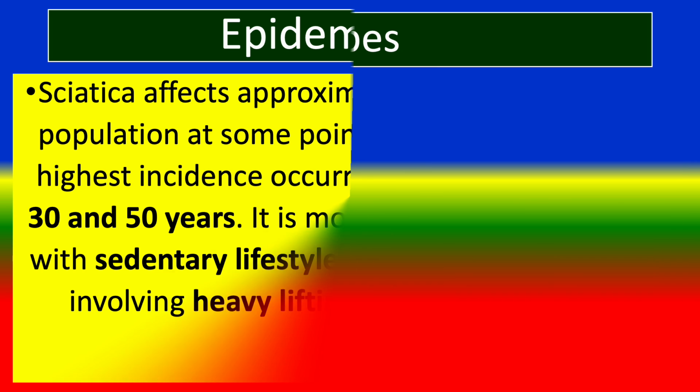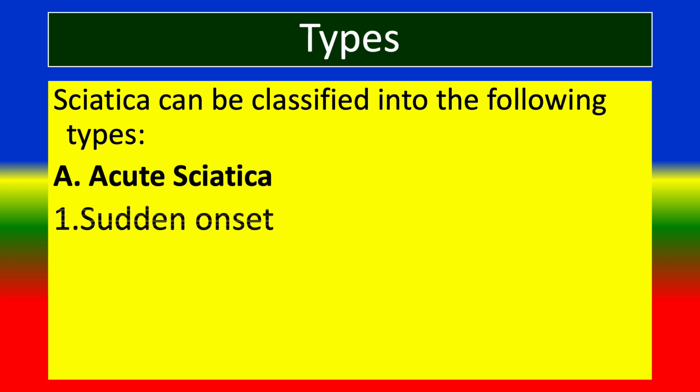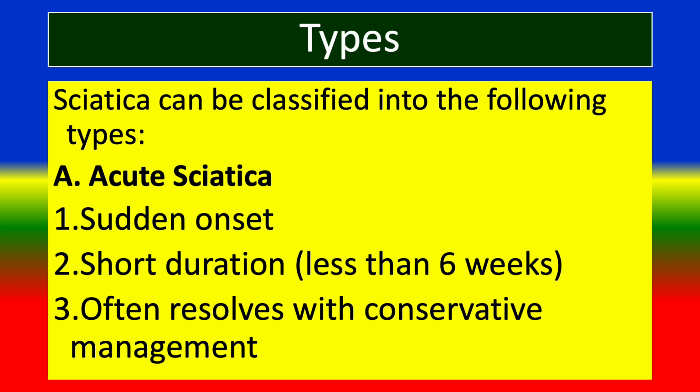Types. Sciatica can be classified into the following types. A. Acute sciatica. 1. Sudden onset. 2. Short duration, less than 6 weeks. 3. Often resolves with conservative management.